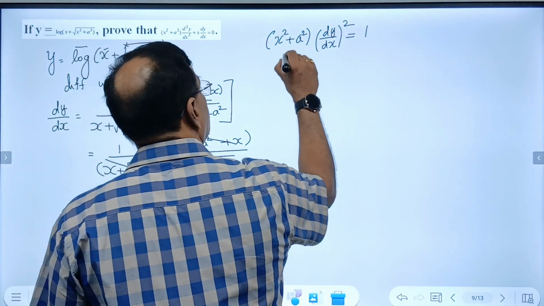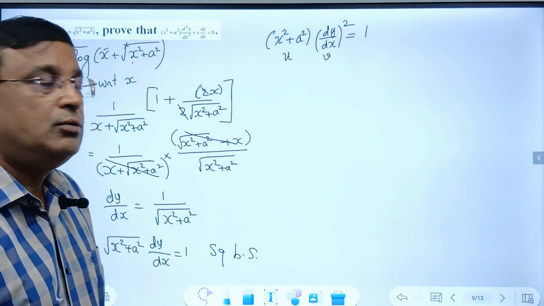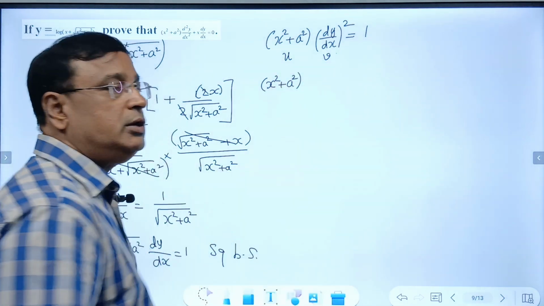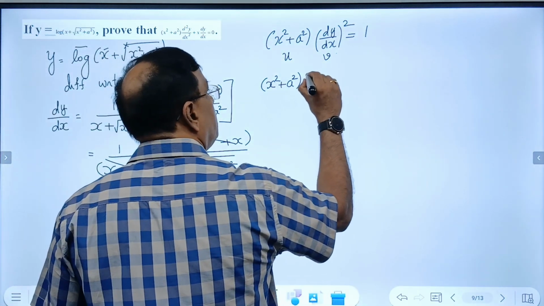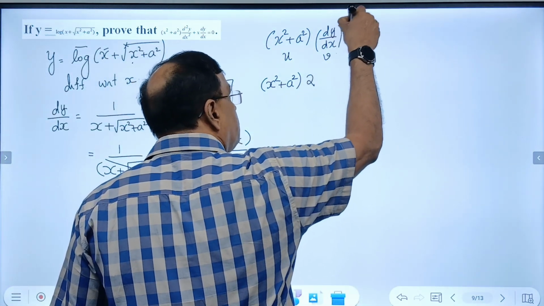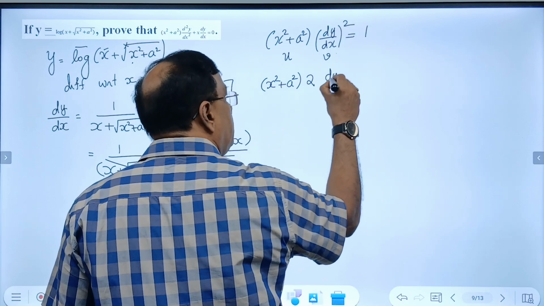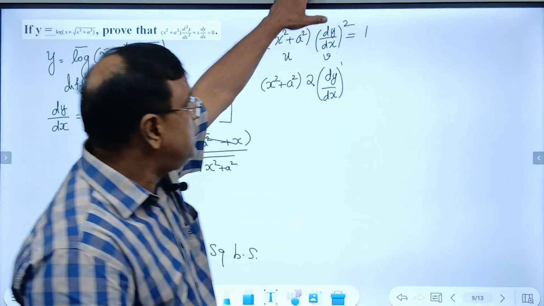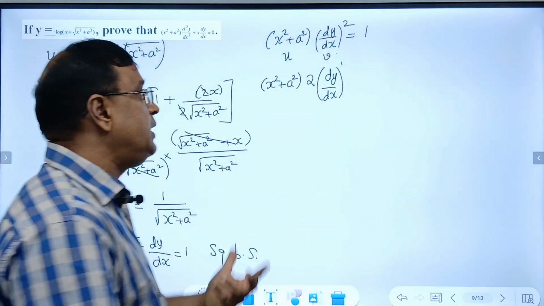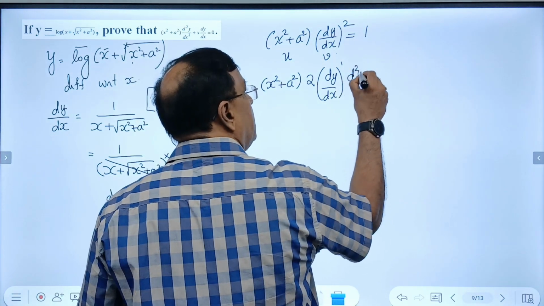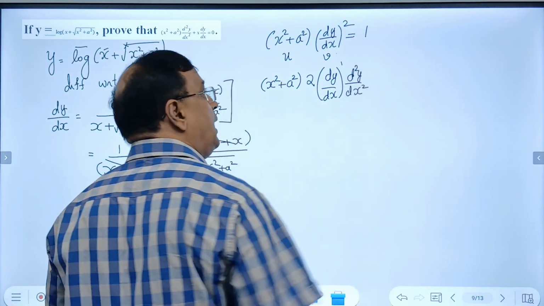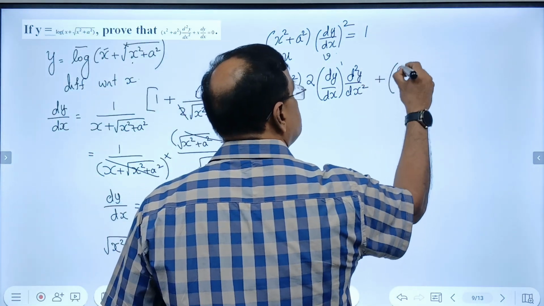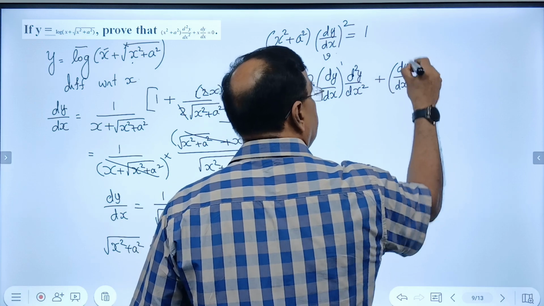Now again I differentiate. U, V, product rule. How do you use product rule? X square plus a square is u, into, I want to differentiate v. How do I differentiate v? First you differentiate the power. What is the power? 2. 2 dy by dx to the power 2 minus 1. That is 1. So I differentiated the power. Now go inside. Differentiation of dy by dx. What is that? D square y by dx square. This is chain rule. I am using chain rule for dy by dx whole square. Plus v. What is v? dy by dx the whole square.